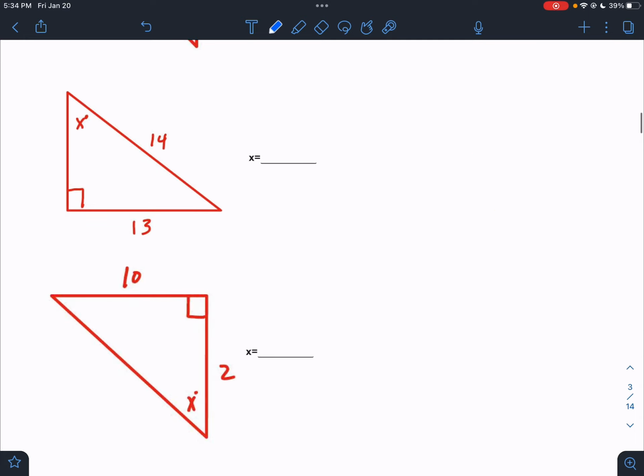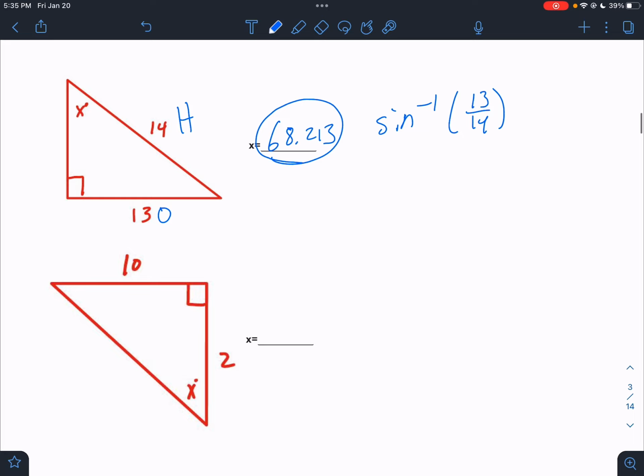Here we have a missing angle. This is opposite over hypotenuse, so it's going to be inverse sine of 13 over 14. That's going to be really close to 90. Inverse sine of 13 over 14, and I get, wait, what? Not that close to 90. I'm a little shocked. 68.213. I thought it would be a lot closer. 13 is real close to 14. Okay. Sometimes you just don't know.